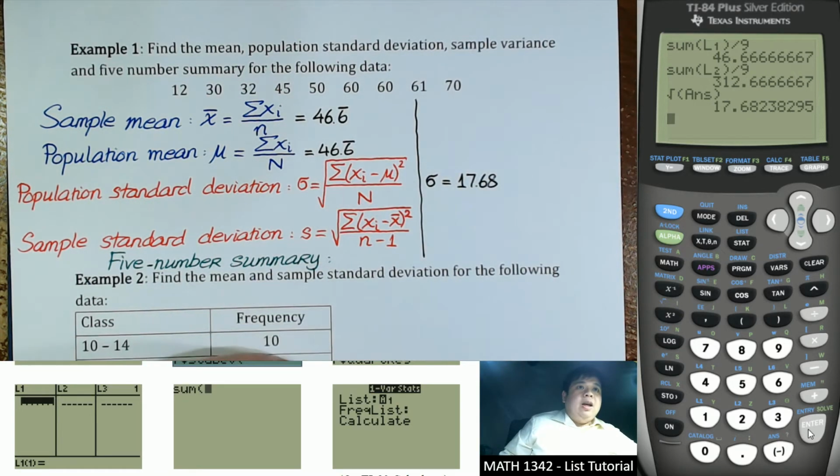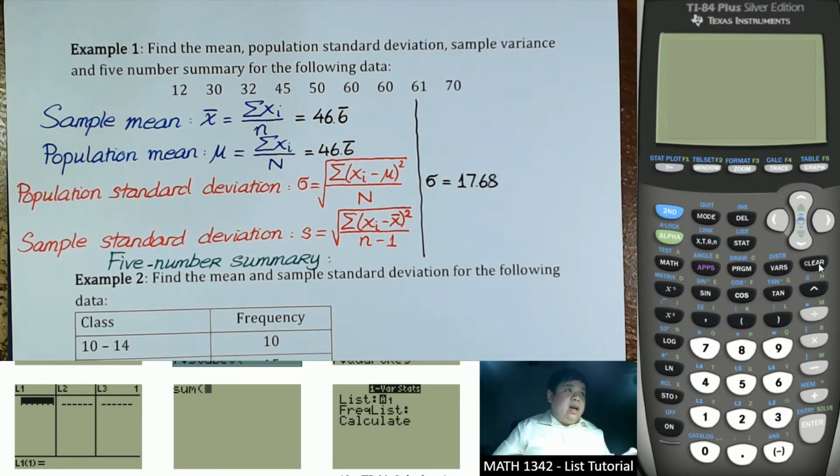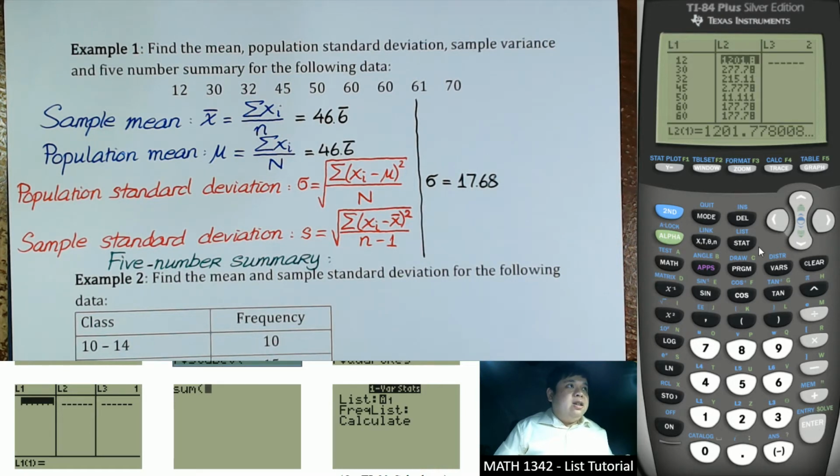Right. And then of course the same thing for sample standard deviation. But that is the long way. The quickest way is hit stat, edit, enter, and enter every number in list 1. I don't need list 2 anymore. I'm just going to clear it. We only need one list there. Enter everything in list 1. Second, quit.